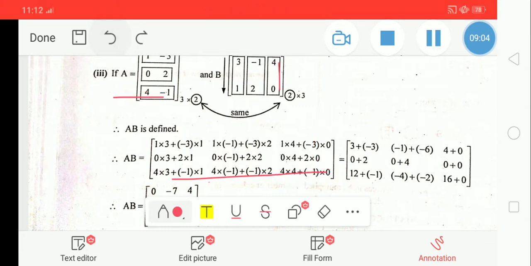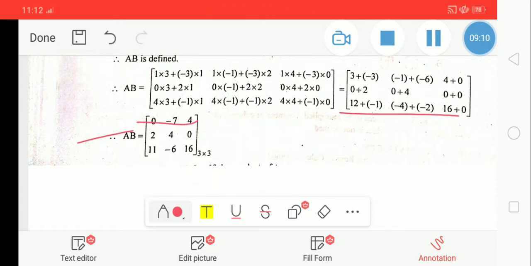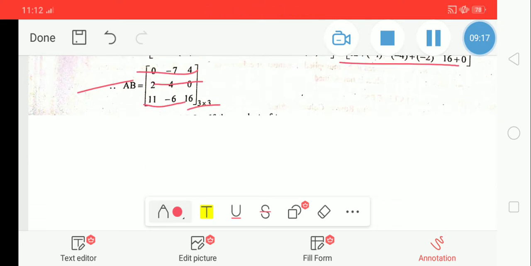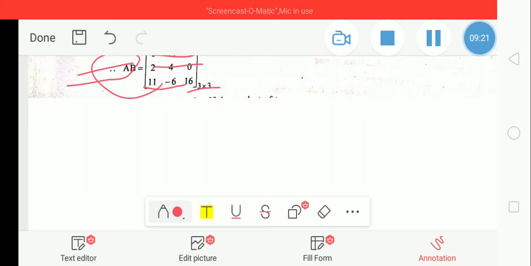So in this way we can solve multiplication of two matrices. So this is the value, and AB is 0, minus 7, 4, 2, 4, 0, 11, minus 6, 16. This is a 3 cross 3 matrix. This is the multiplication of two matrices.